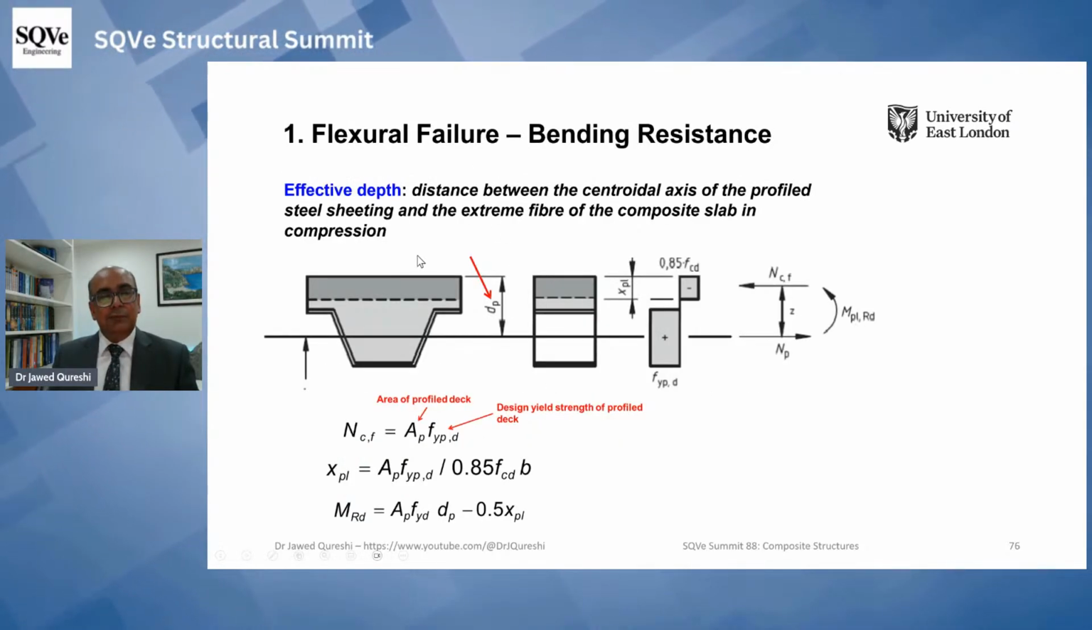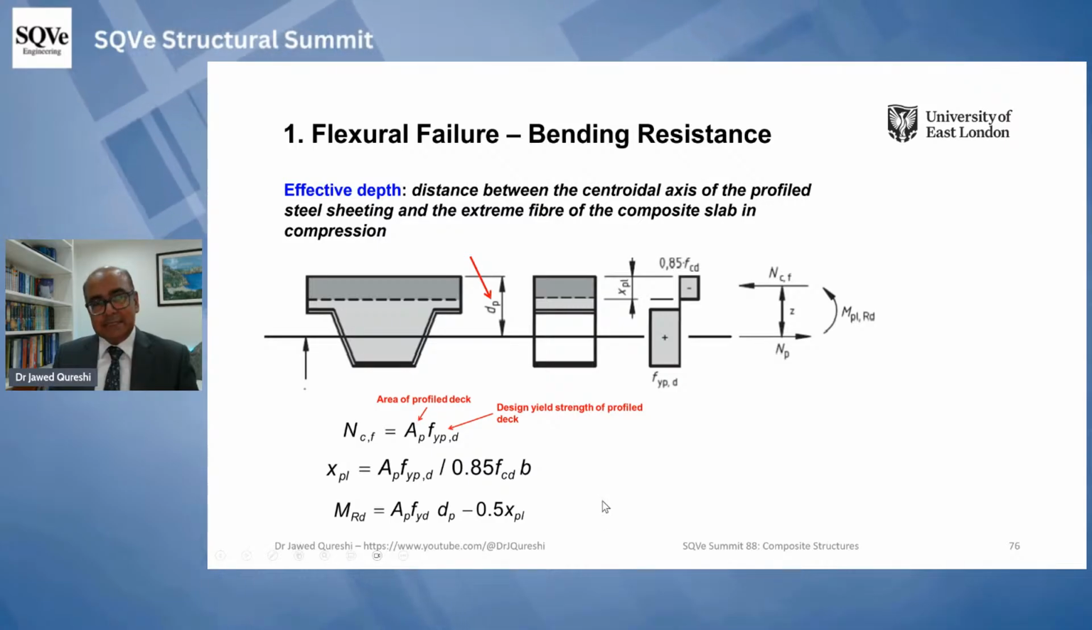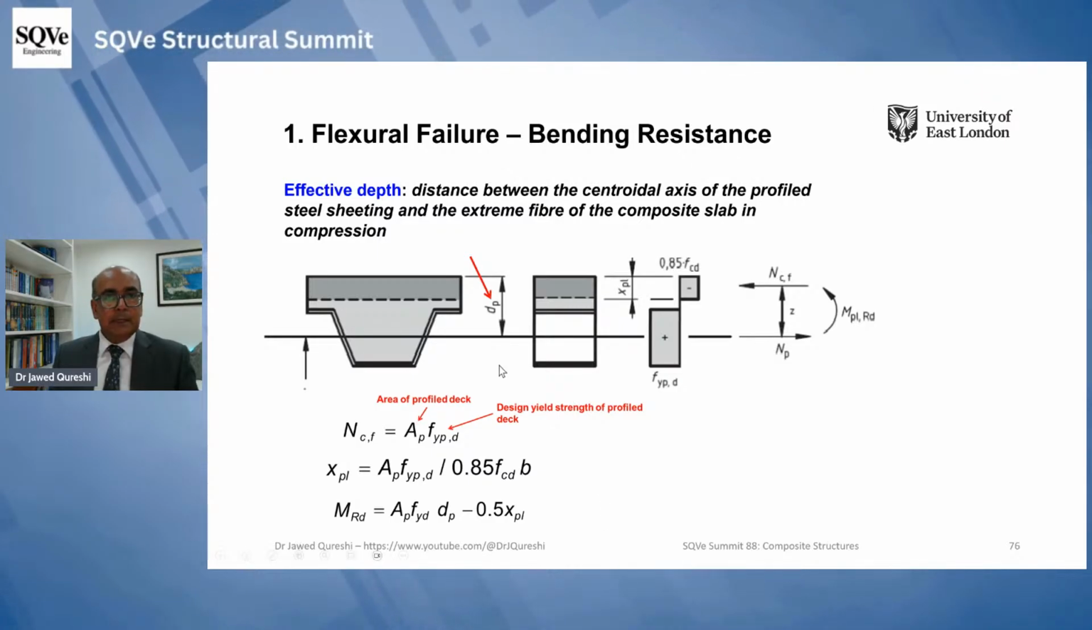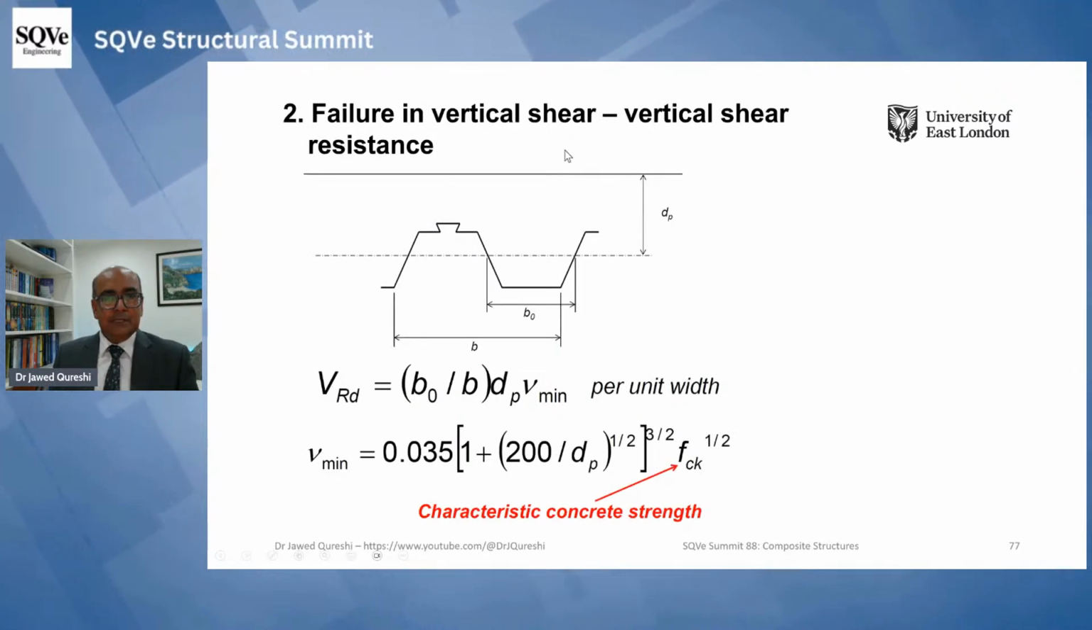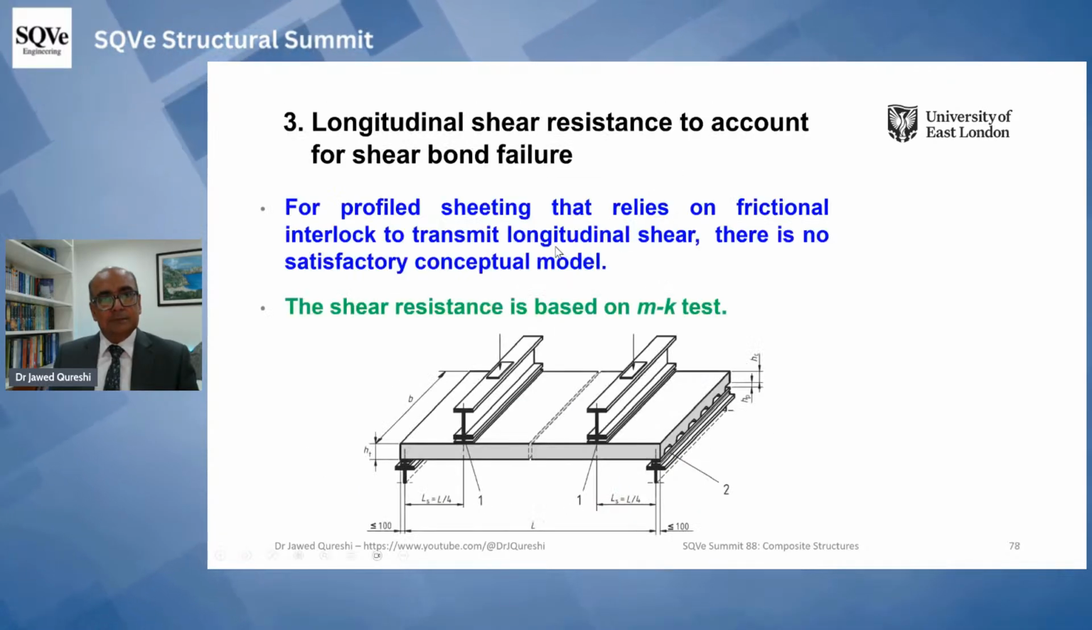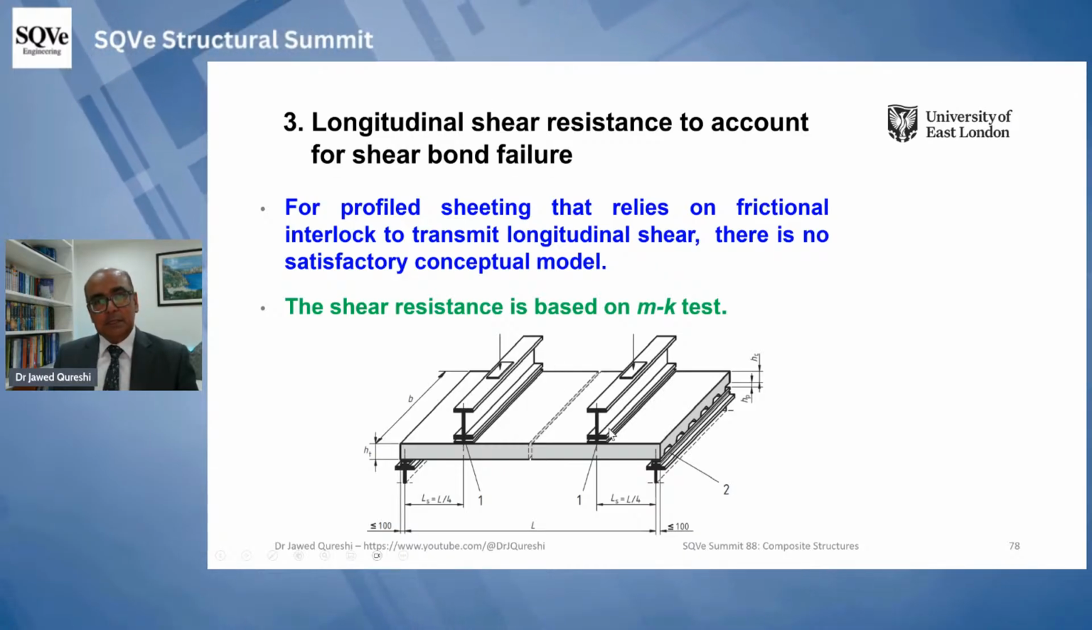So first, flexural failure. For flexural failure, again, we work out the moment capacity using these formulae. I will not go into details of these formulae, and you will have a copy of the slides. And secondly, we have shear in the vertical direction, for which we again have this formula, and we work out vertical shear. And the important bit here is longitudinal shear resistance to account for shear bond failure. Now for this we carry out the m-k test, and we carry out testing on two specimens, 5 meters and 3 meters.